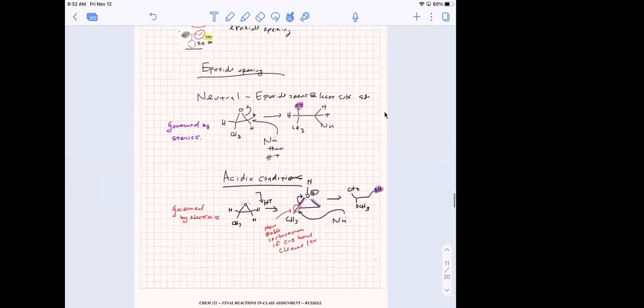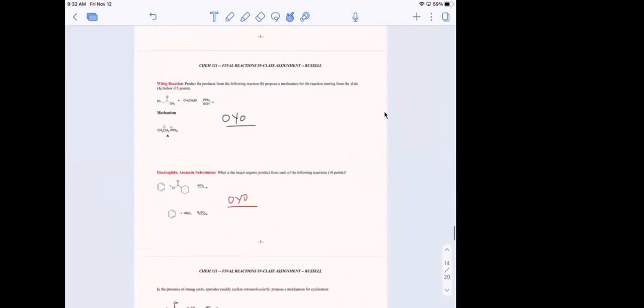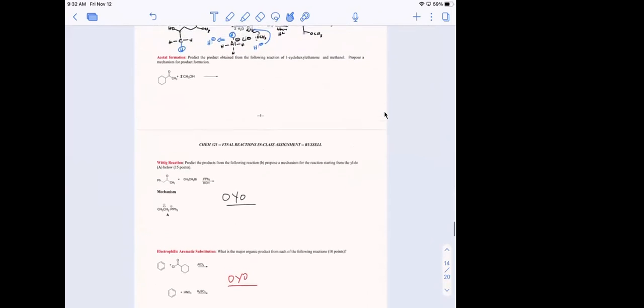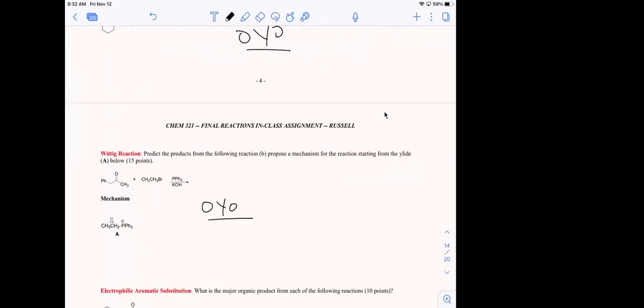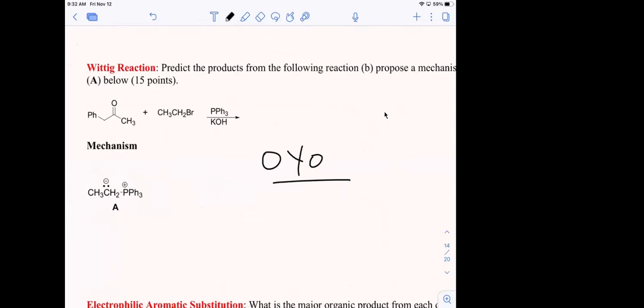I think that's the last question that we're going to do, because I know I left one. This one is the same type of reaction, and I'm going to make both of these. I already have the ylide down here, so it's just a matter of taking that plus that ketone.